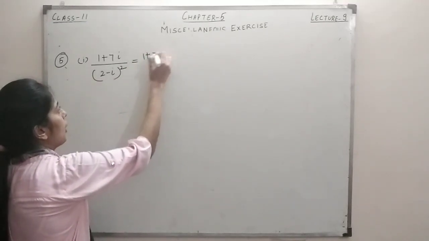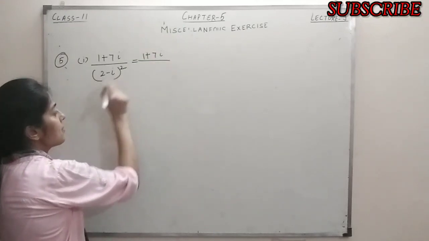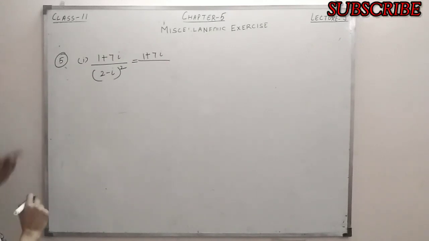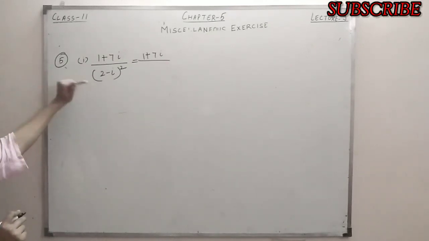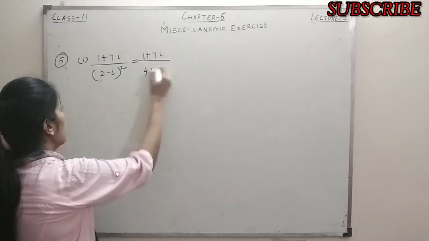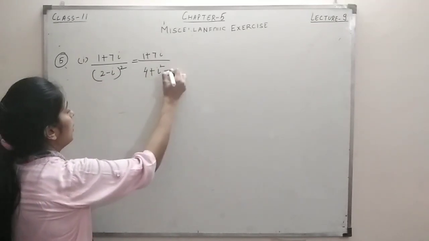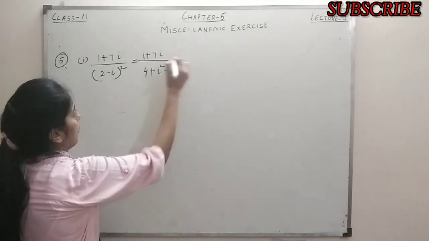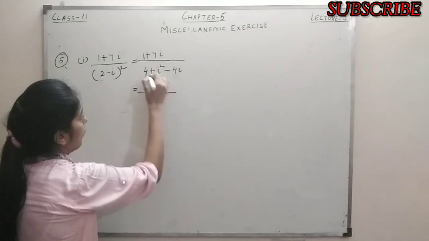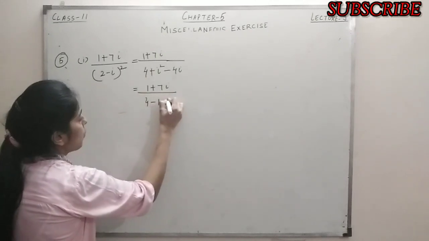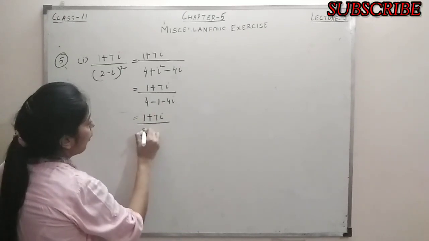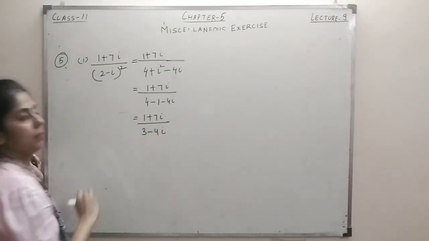(1 + 7i) upon (2 - i) whole square. That is, (a - b) whole square is what? That is a square plus b square minus 2ab. That is a square 4 plus b square minus 2ab, that is minus 4i. Right? So that is equal to (1 + 7i) upon, that is 4 minus 1 minus 4i. That is (1 + 7i) upon (3 - 4i).